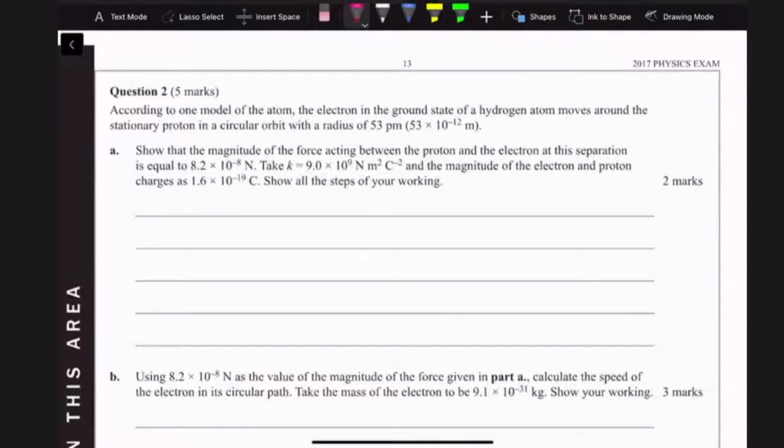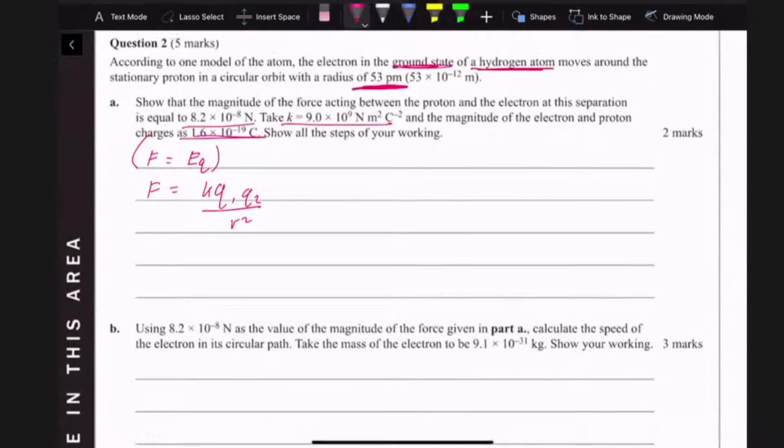So we have an electron in the ground state, so it's not in an excited state. And it's going at a radius of picometers, and show that the force between the proton and the electron is this, and they've given you K, and they've also given you the charge. So we know that F is equal to EQ. We use this for one of the multiple choice. But since we don't have E, we have to expand it to K, Q1, Q2 on R squared. Actually, you could probably skip this step.